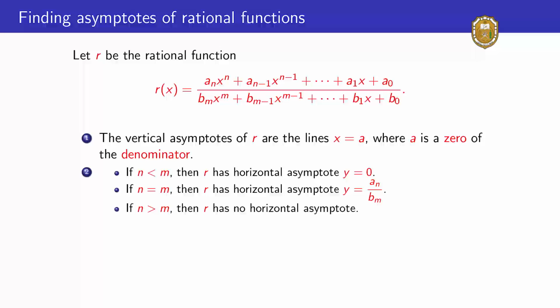If n is bigger than m, that is, if the degree of the numerator is bigger than the degree of the denominator, then R has no horizontal asymptote.